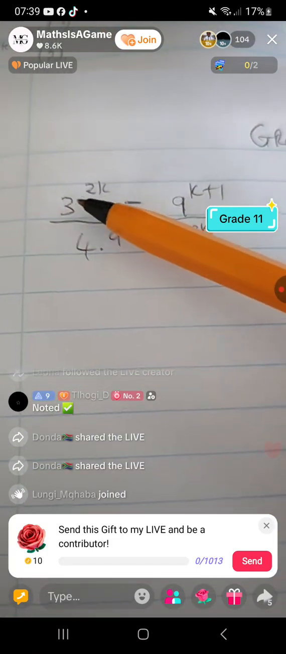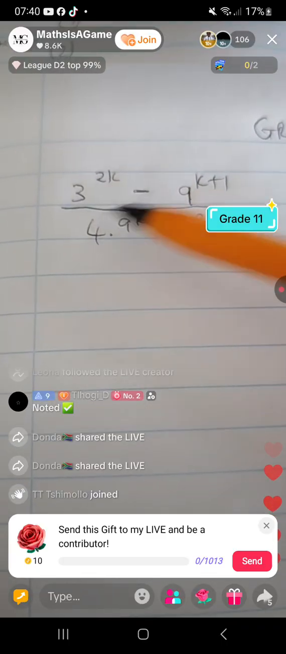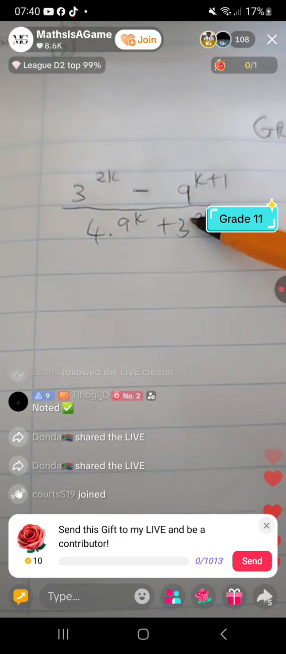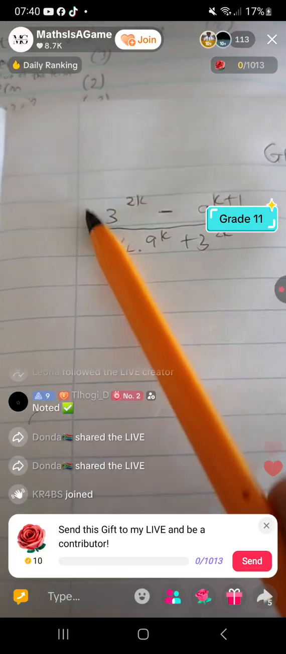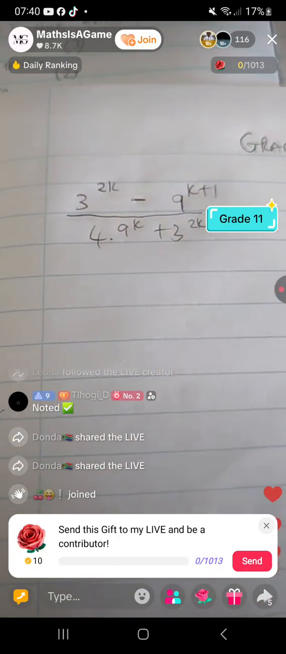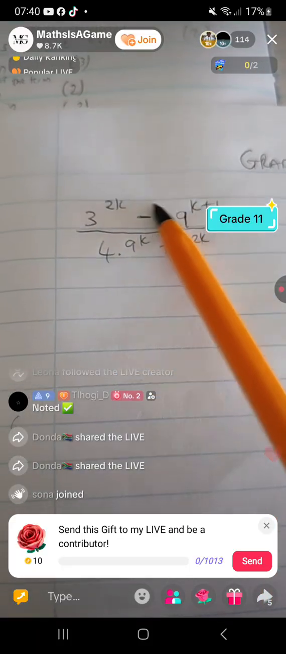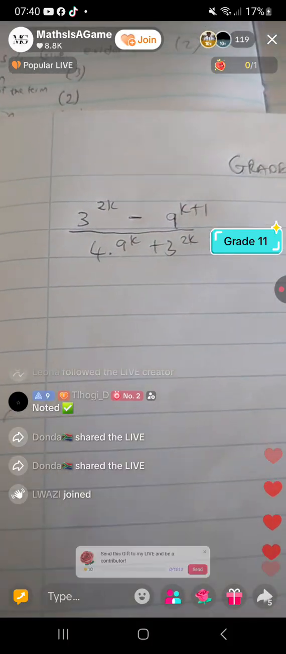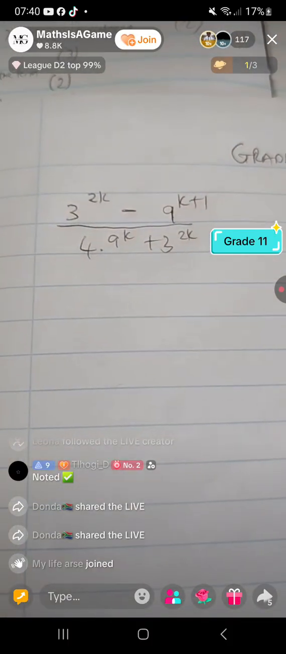to this problem. 3 to the power 2k minus 9 to the power k plus 1 over 4 times 9 to the power k plus 3 to the power 2k. So once again, we look at the exponential expression. What do we see? Numerator minus sign, denominator plus sign. So what does that say to you? We are about to eat an orange.